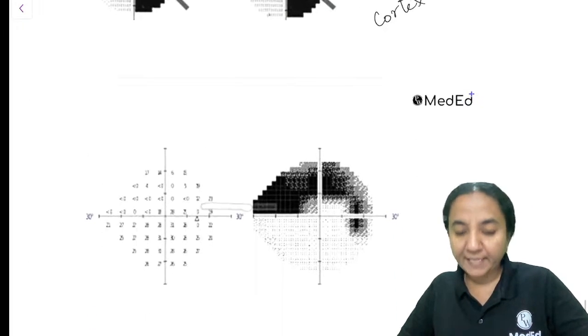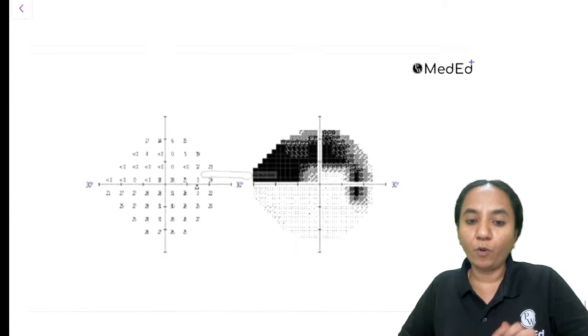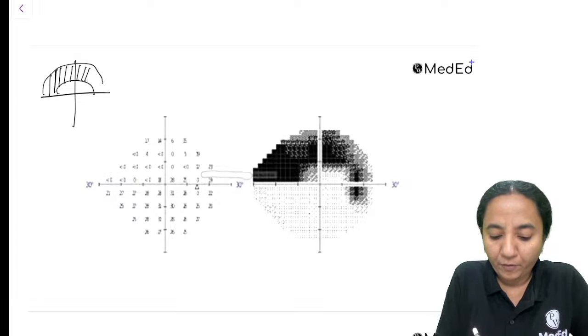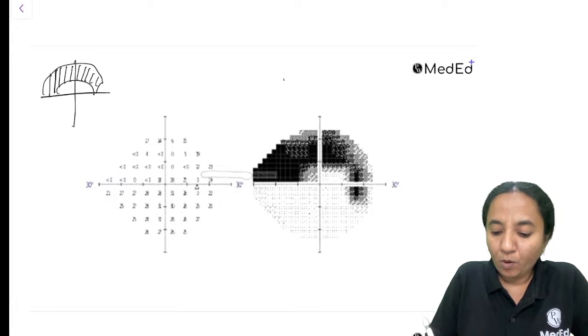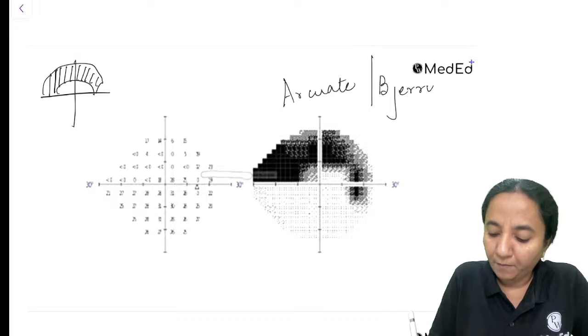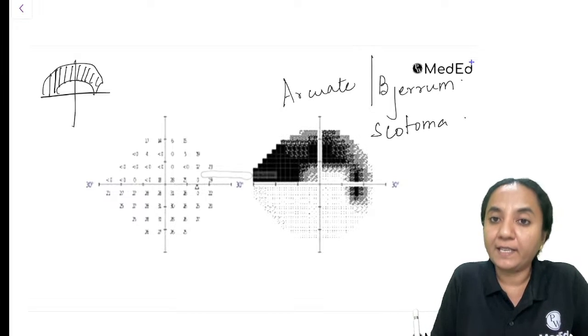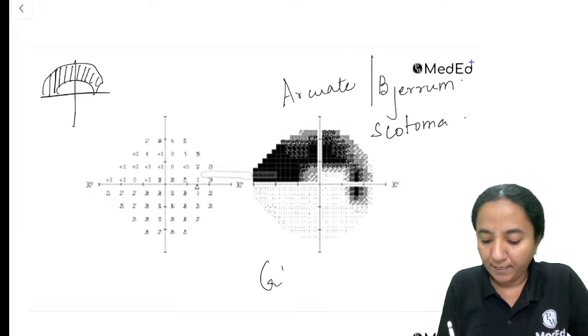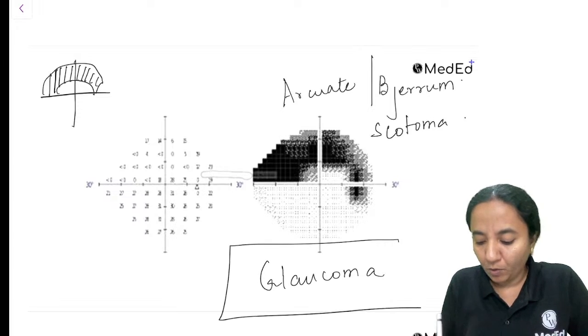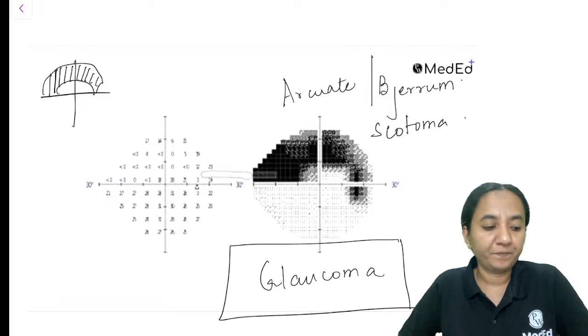One more field defect, have a look at this. So here see, what do you see? You see one half of the field is lost like this. The blackening is in one half of the field. This is called your arcuate scotoma, or Jeremy scotoma. And where do we get this arcuate or Jeremy scotoma? This is seen in glaucoma.